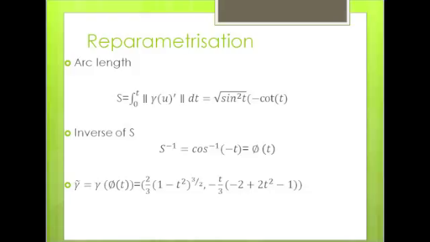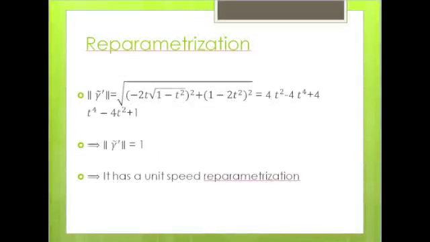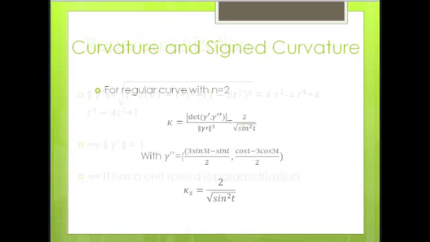And by the definition of reparametrization, gamma tilde is the gamma of phi of t, and the value is presented on the screen. And by some calculations, we can find it is equal to 1. It shows that the curve does have a unit speed parametrization. Then we move to the second part.